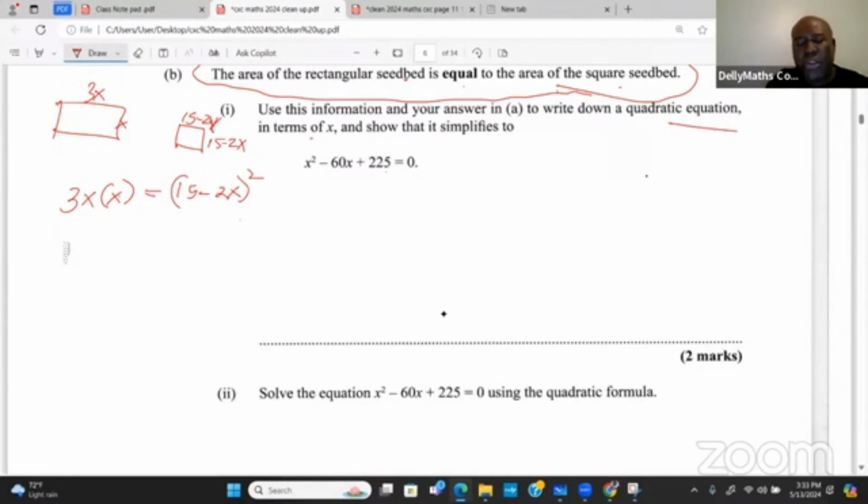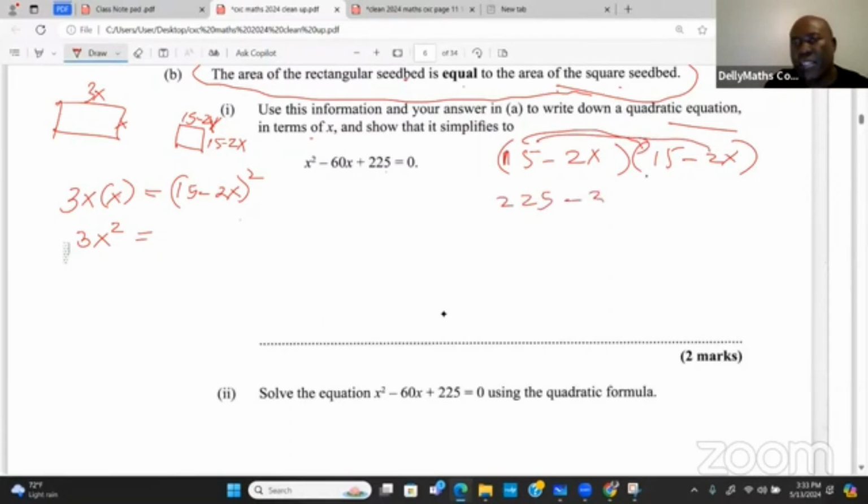So all we have to do is simplify this. This is 3x squared, and I'm going to put 15 minus 2x multiplied by 15 minus 2x again. If we distribute, 15 times 15 is 225. 15 times negative 2x gives us negative 30x. Negative 2x times 15 is negative 30x again. And then negative 2x times negative 2x is positive 4x squared. So on this side, when I simplify, I have 4x squared minus 60x plus 225.